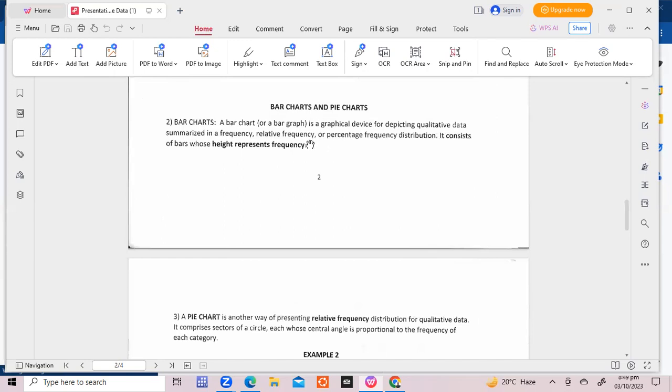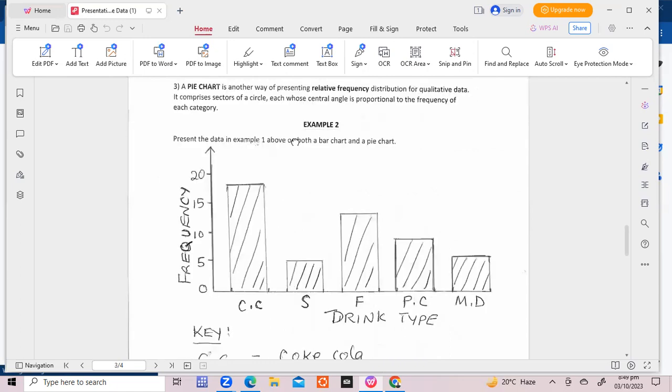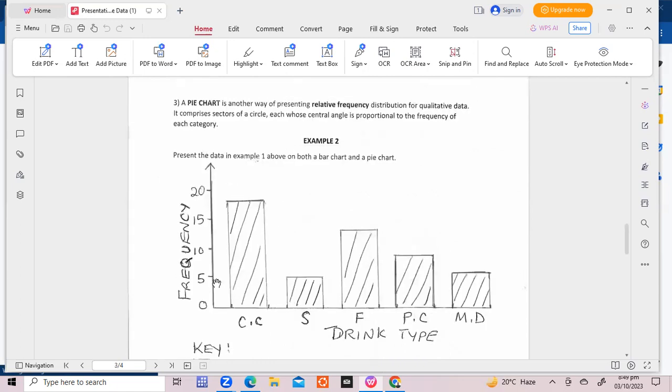When it comes to bar charts, we already know what a bar chart is, the one that has bars, the definition is there. Then also the pie chart, we know. So let's go straight away to the bar chart. So these are the drinks. I think this one won't waste time because almost everyone knows. So Coca-Cola, the first one, reaches 18. The height of this one is 18.